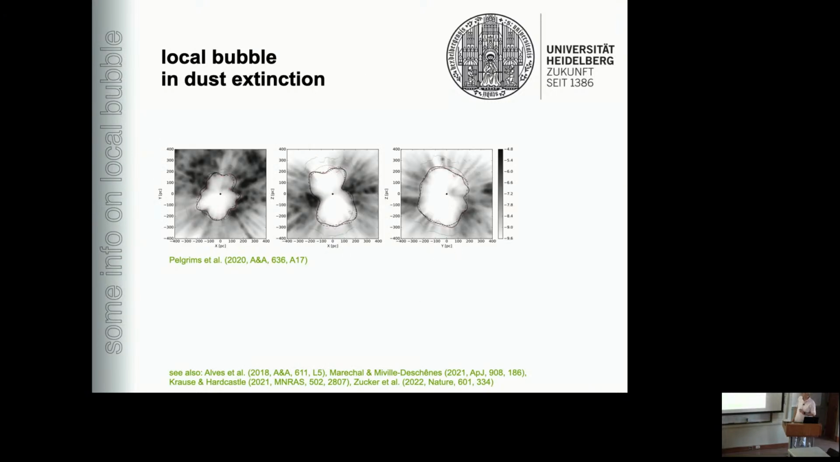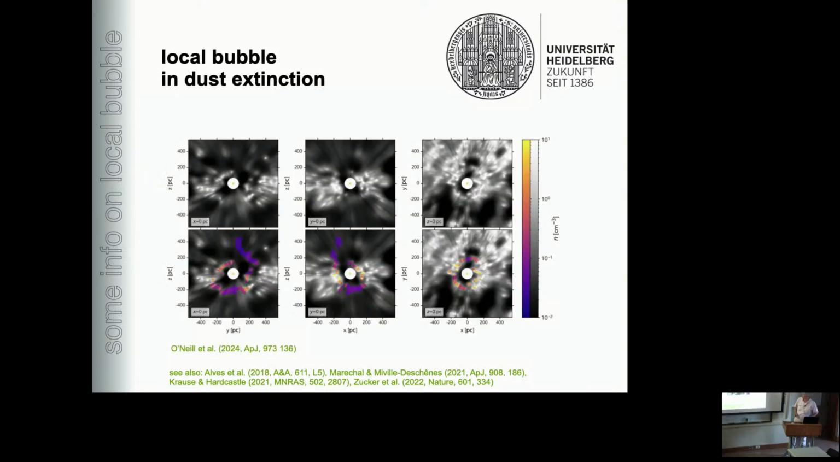So what do we know about the local bubble? This is work, not so old. The reconstruction has started by looking at dust extinction maps in the solar neighborhood from Pelgrims' group, but there is much more by now. And again, a lot is propelled forward by people here. So this is the latest map that I took from Theo O'Neill's paper.